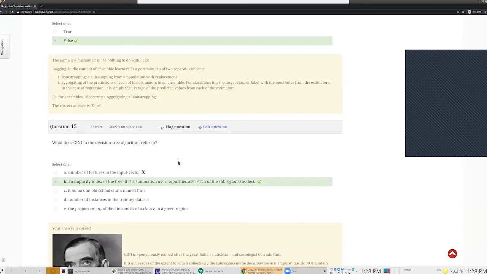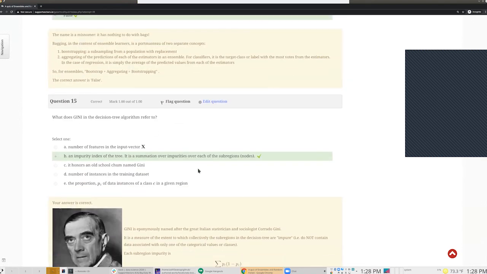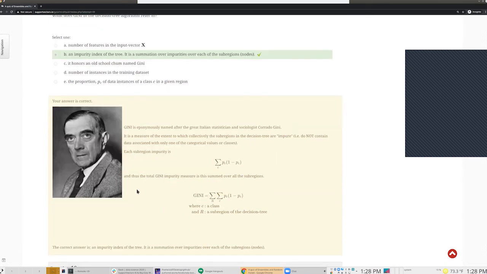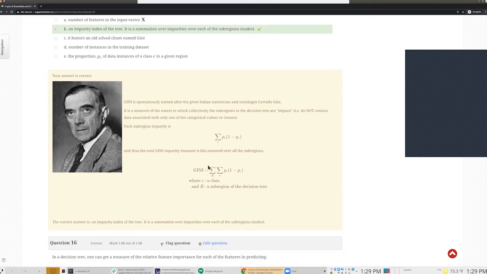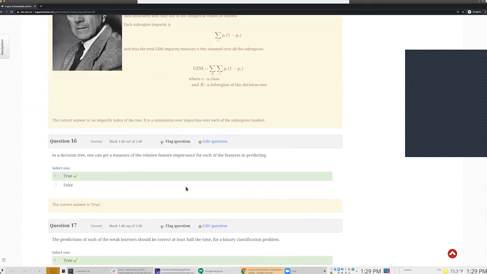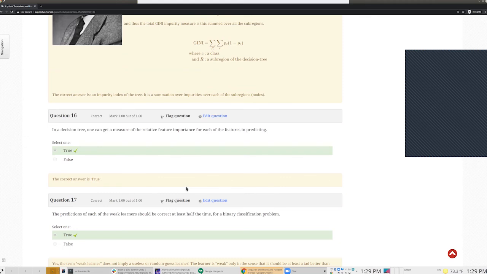So what does Gini in the decision tree refer to? Of course, it doesn't refer to the mathematician. It refers to impurity, and Gini, the word, is eponymous of the great Italian statistician and sociologist. In a decision tree, one can measure a relative importance, is certainly true.